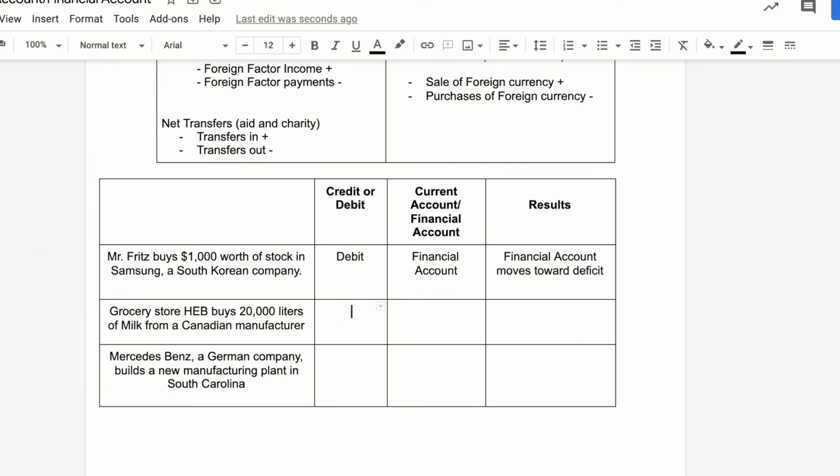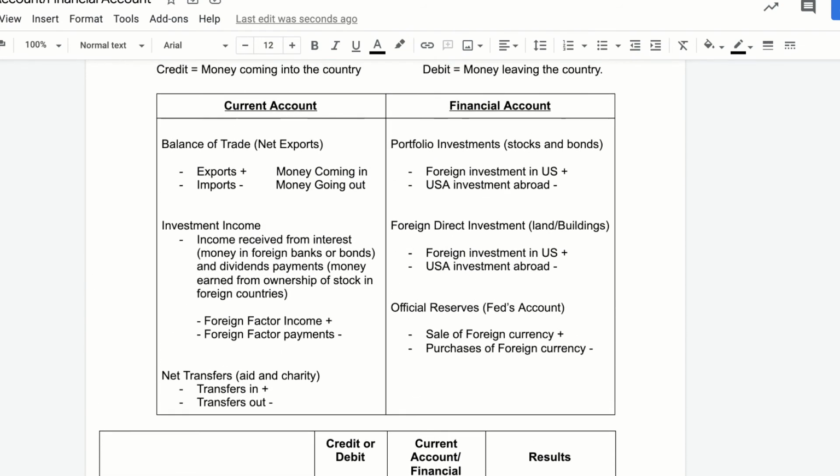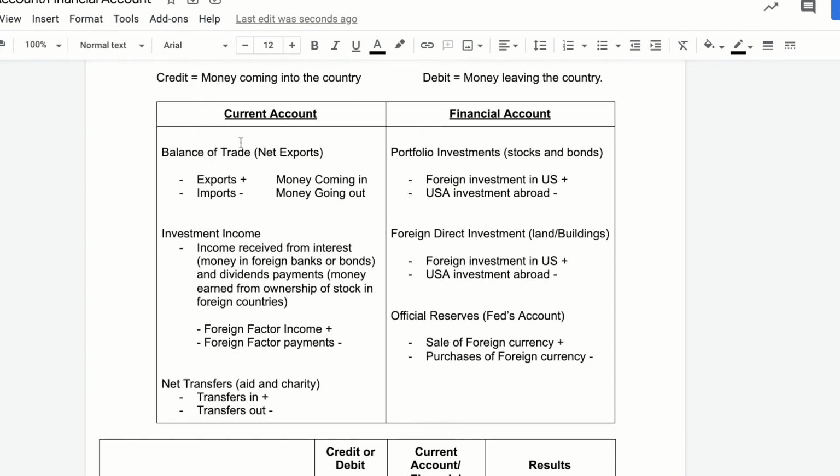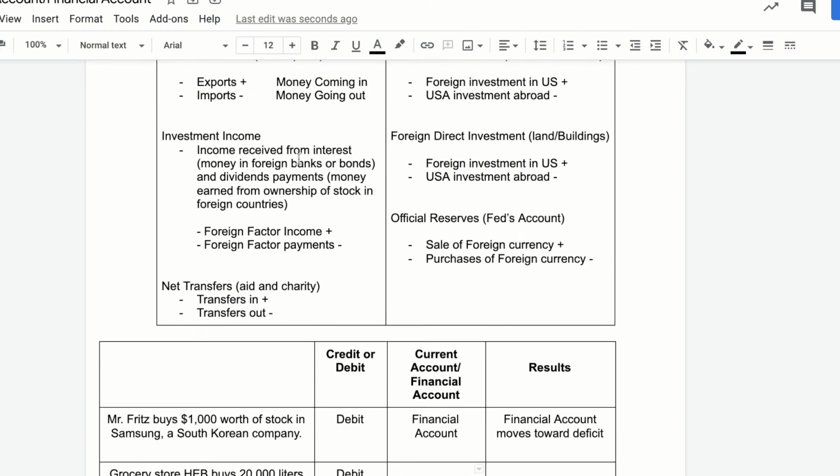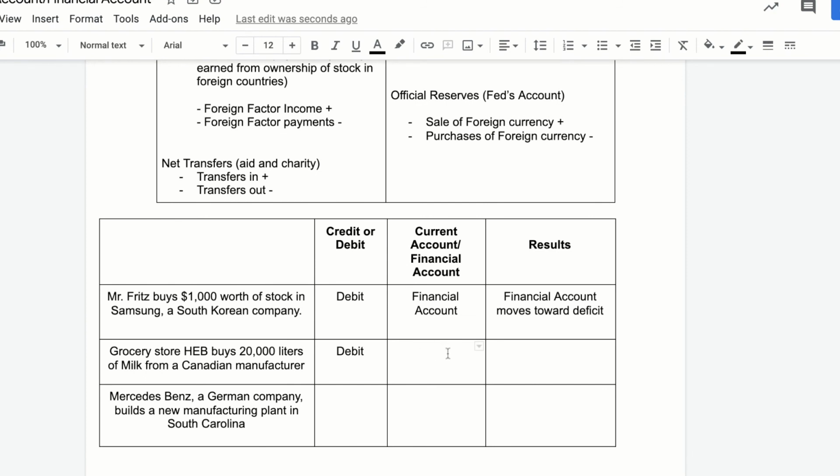Next, for number two, we have a grocery store, HEB, buying 20,000 liters of milk from a Canadian manufacturer. So again, this is a debit because this is money leaving the country. HEB is sending money to Canada, and Canada is in return sending 20,000 liters of milk to the United States. Is this current account or financial account? This is going to be current account because this is part of our balance of trade. This is net exports. And because it's net exports, it is going to go in the current account.